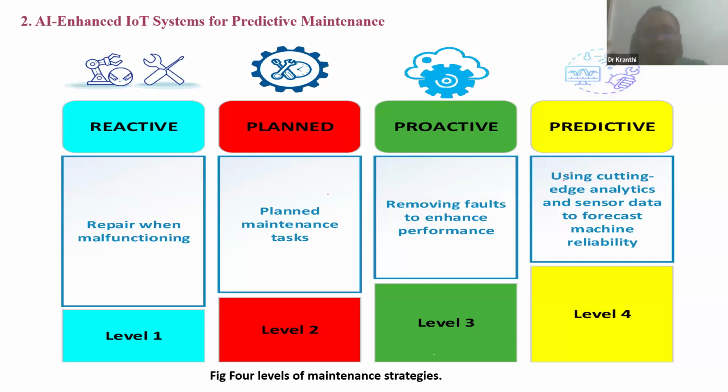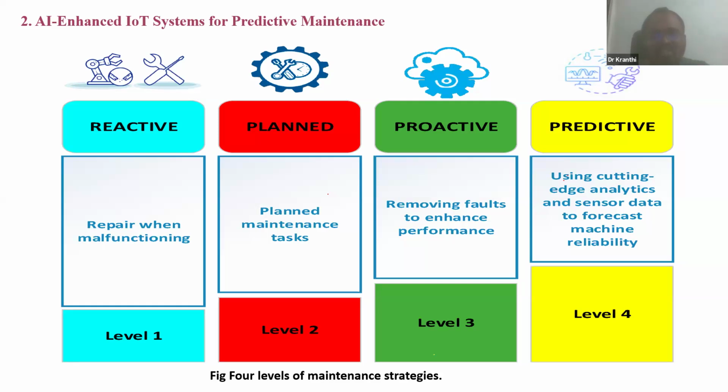In the case of proactive maintenance, level 3, it is somewhat more advanced than planned. Here, the focus shifts to removing the root causes of faults in the first place instead of just fixing issues. If we are regularly getting problems at a particular point, do not just work with fixes; remove it and replace it with a new thing. It is somewhat cost effective as compared to the previous approach.